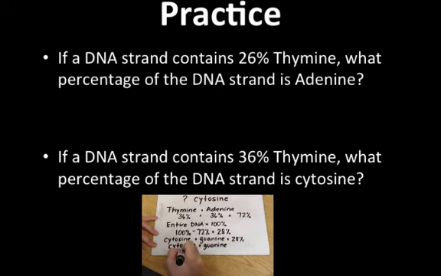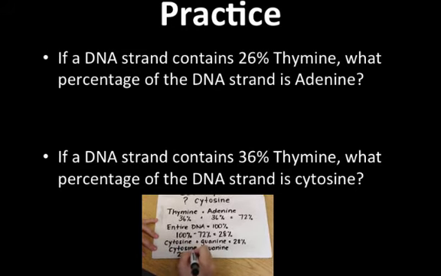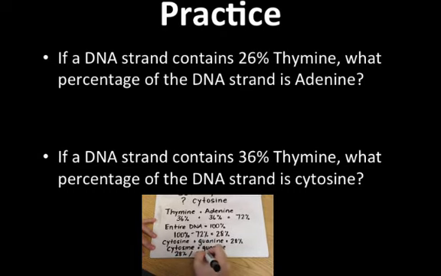So we just divide 28% by 2. That gives us 14%. So cytosine is 14% of the strand.